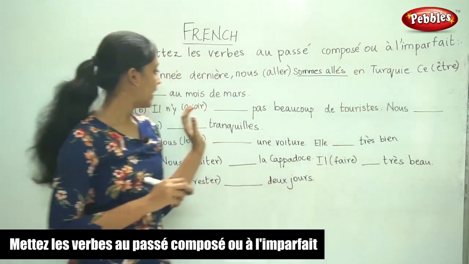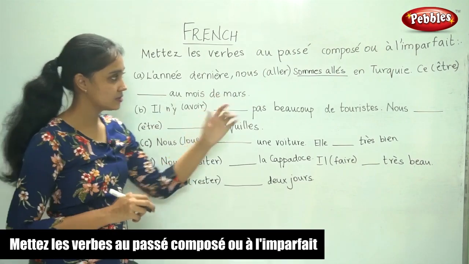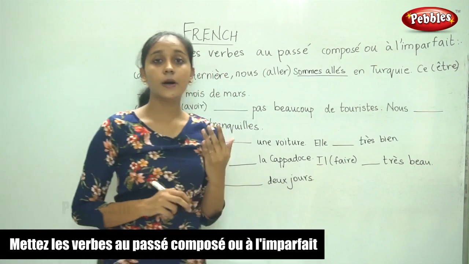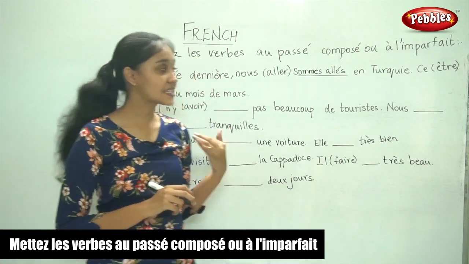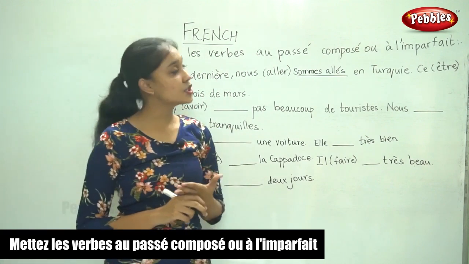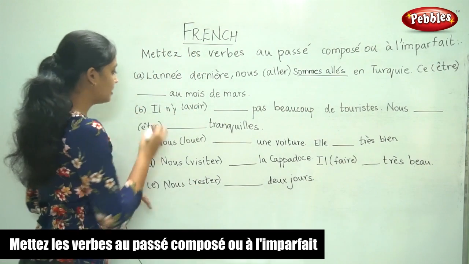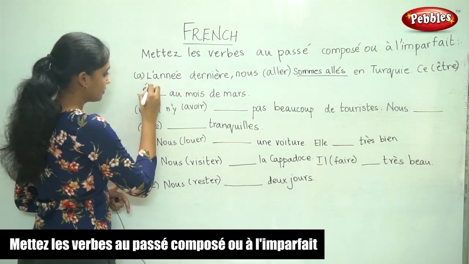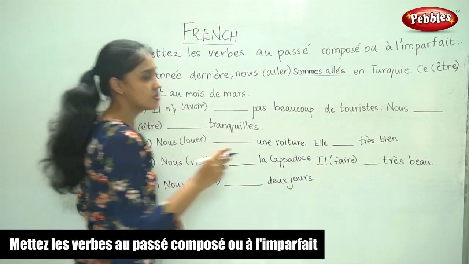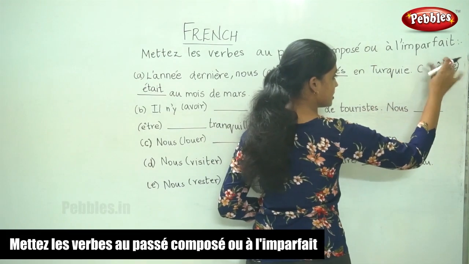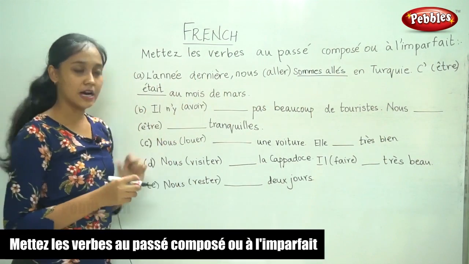Ça, être, the verb is être, au mois de mars. So it is the month of March. Now we are explaining something, description. So for a description we use imparfait. The verb is être. So était. So ce becomes C apostrophe. C'était au mois de mars.